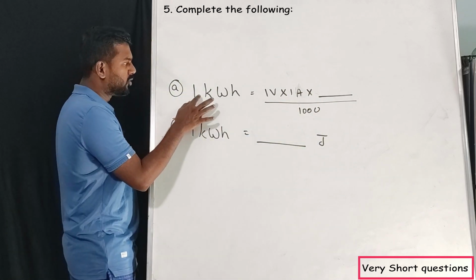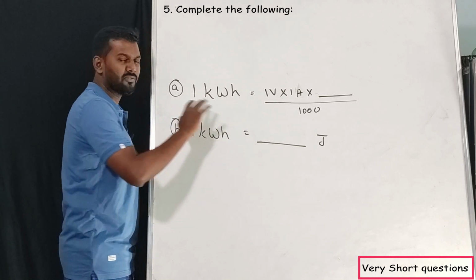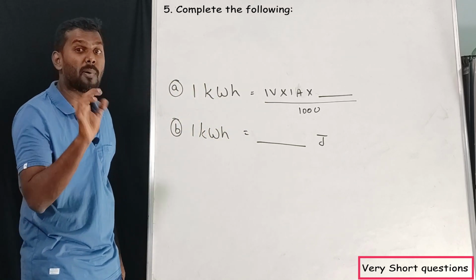To remove this kilo we have divided by 1000. So kilo and 1000 will get cancelled. Now what remains? Watt. Watt is a unit of power.